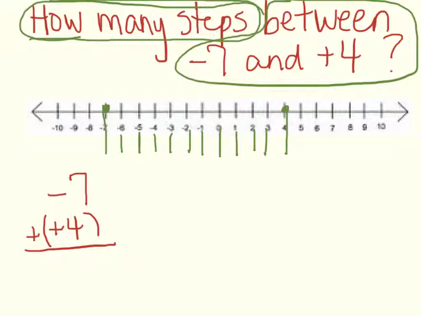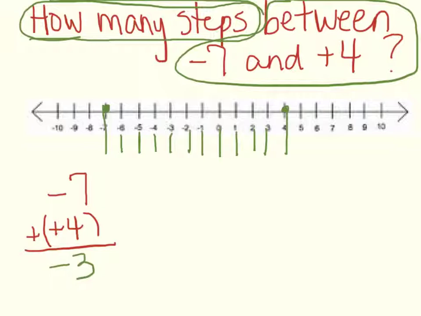Again, the question states, how many steps between -7 and +4? If you're using Unravel, you should have already circled how many steps as being a key phrase, and then between -7 and 4 as being another key phrase. So, let's look at this. Again, if we have -7 plus +4, we already figured out that that's going to give us -3. But we could take another way of doing this.